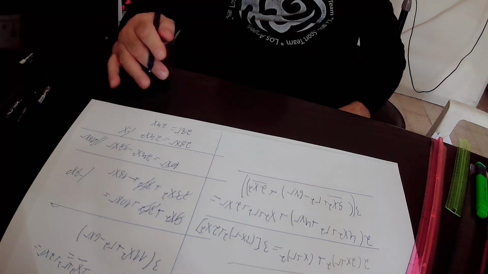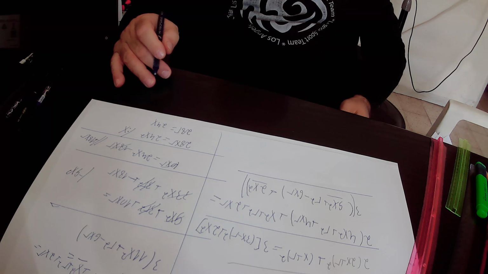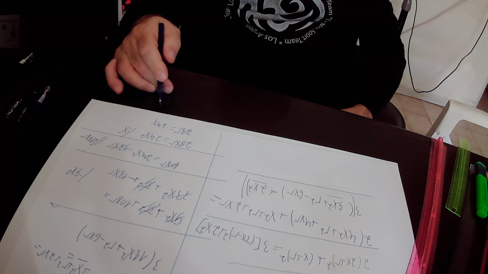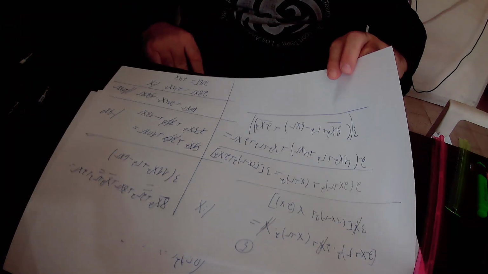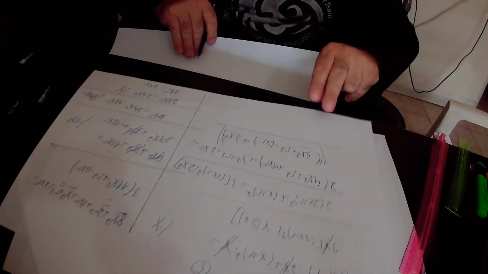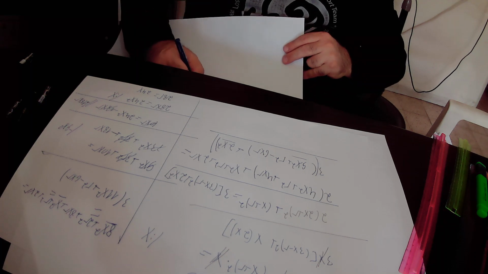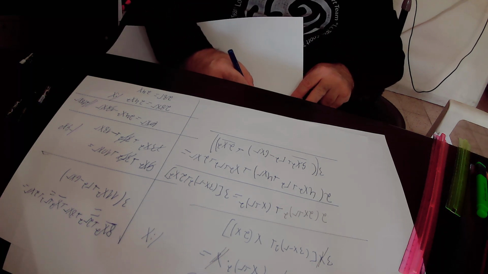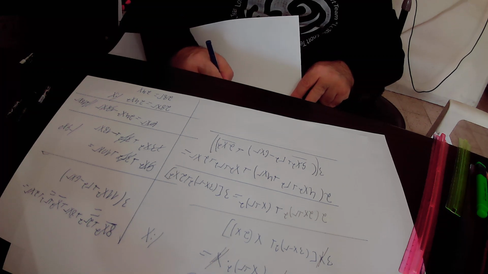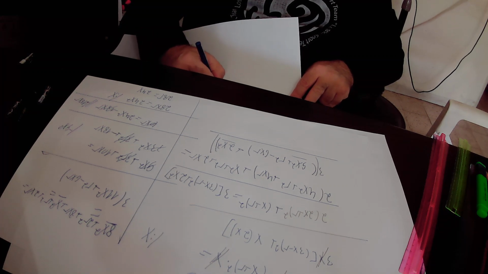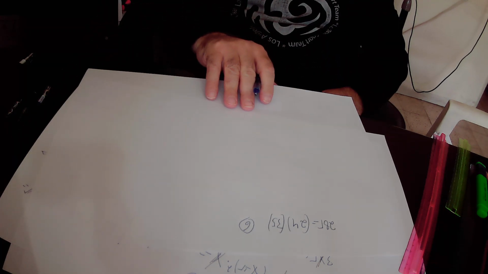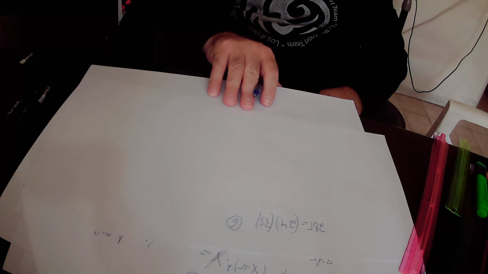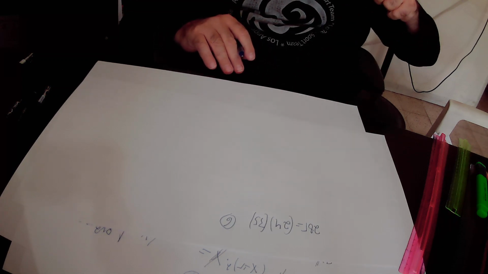So we found out that 28r equals 24x. Here we'll substitute x by 35, and we'll get that 28r equals 24 times 35.